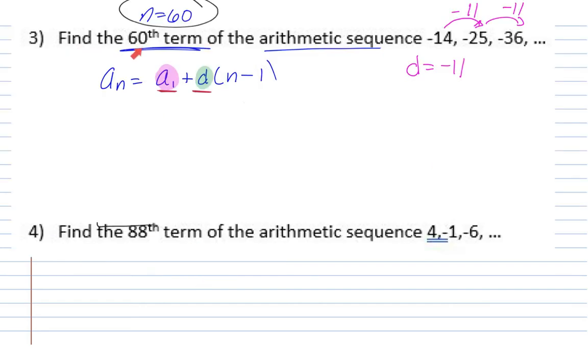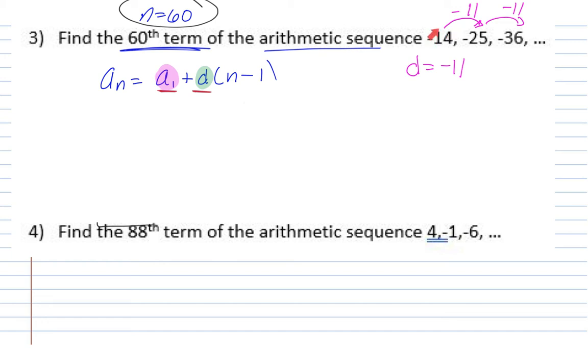For this one, they're asking you to find the 60th number in the arithmetic sequence. We already know it's arithmetic, so we're going to use this formula. The 60th term means that n is 60, so wherever you see a little n, that becomes a 60. When you are substituting these values, your A1 is -14.